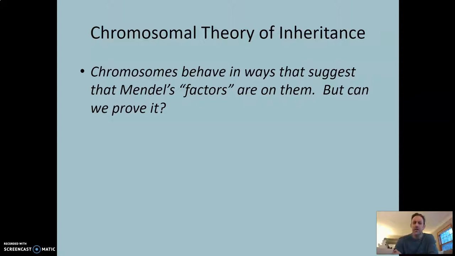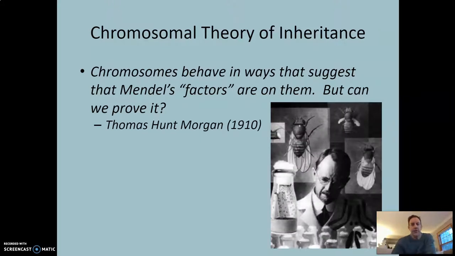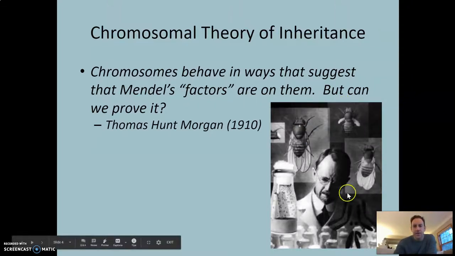Correlation does not imply causation, right? So is there a way to actually demonstrate and prove that yes, in fact, Mendel's factors are on chromosomes? That's what this section is about. And our journey begins with a lad named Thomas Hunt Morgan. This is back in 1910. And, it's subtle in this picture, but it turns out he worked with fruit flies.